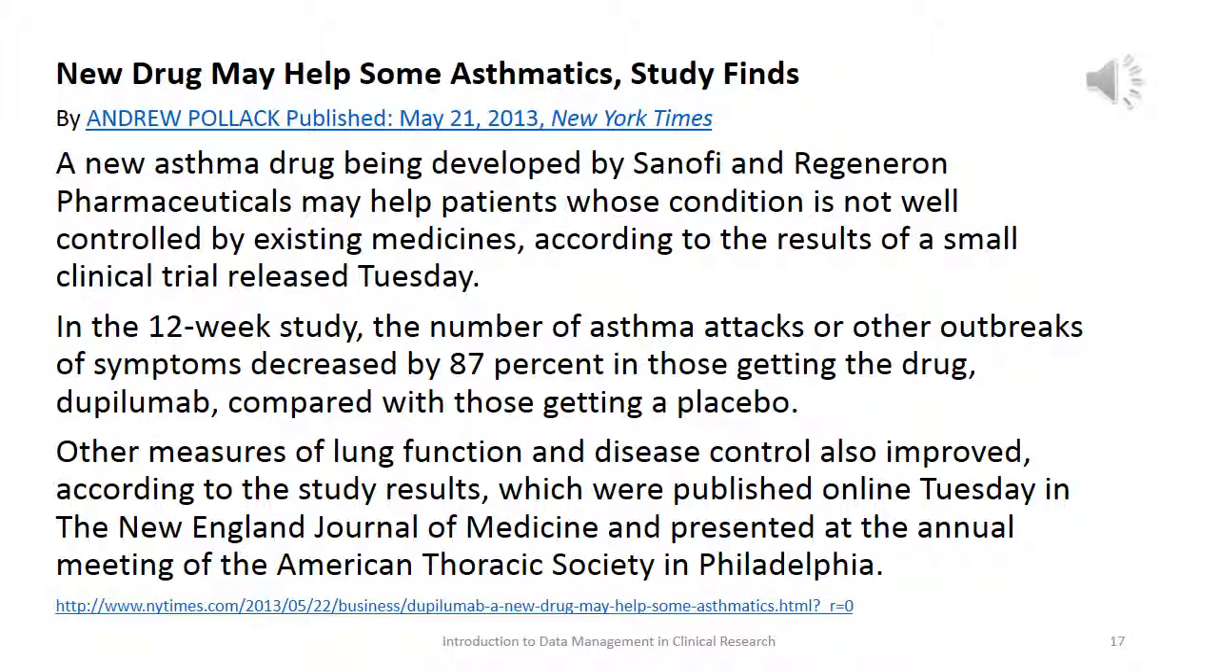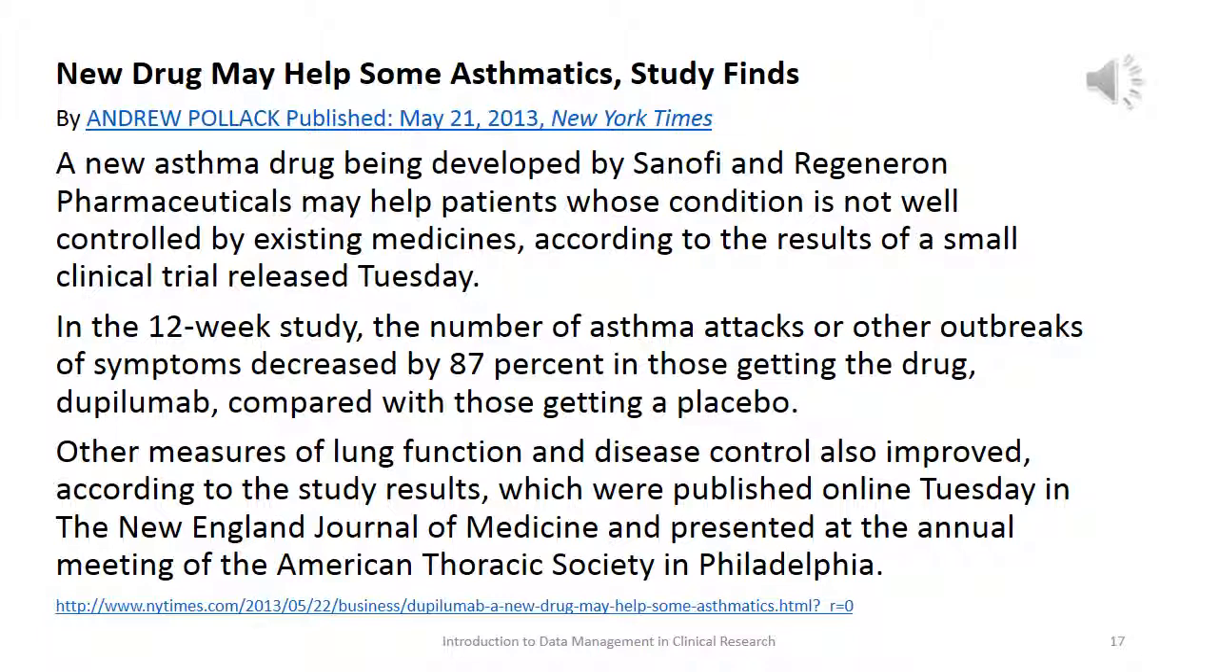So in a 12-week study, the number of asthma attacks or other outbreaks of symptoms decreased by 87% in those getting the drug compared to those that got a placebo. Other measures of lung function and disease control also improved, according to the study results, which were published online Tuesday in the New England Journal of Medicine and presented at an annual meeting of the American Thoracic Society in Philadelphia. So I've included the link there at the bottom to the article that appeared in the New York Times.